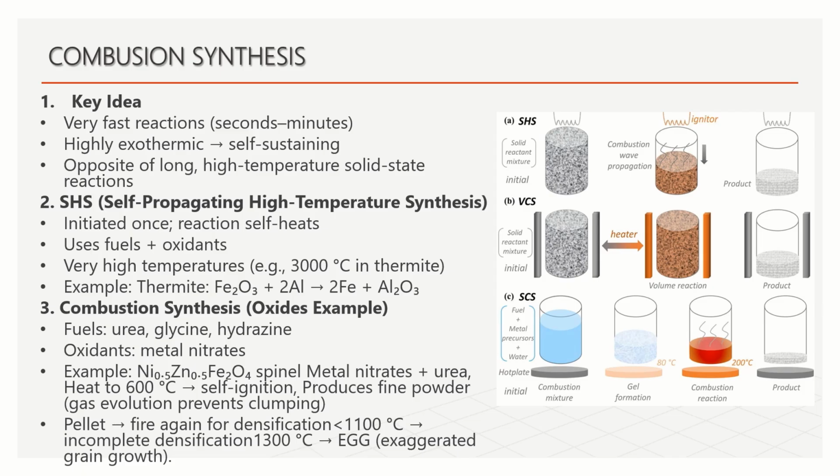The temperature control is important. Below 1100 degrees Celsius, the ceramic does not densify completely, and above 1300 degrees Celsius, the grains grow too fast, called exaggerated grain growth, making the ceramic uneven.